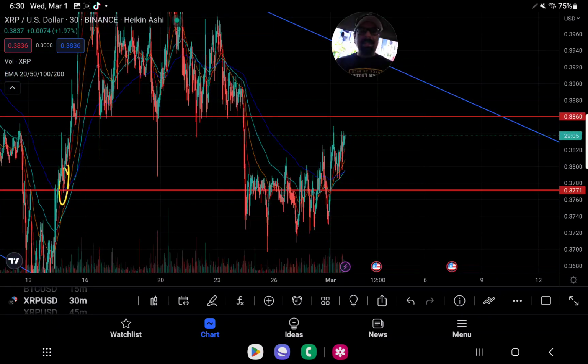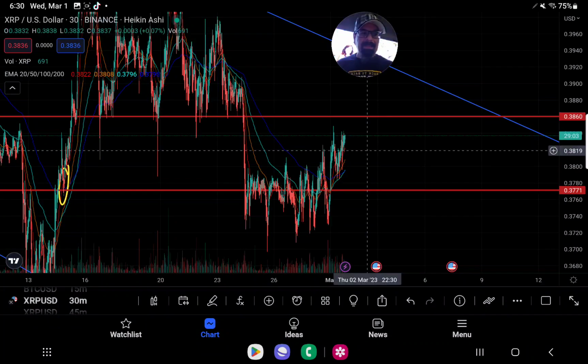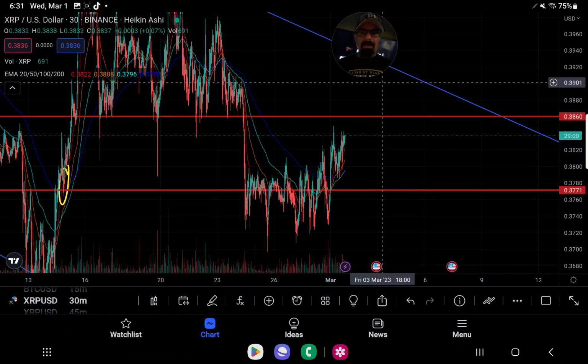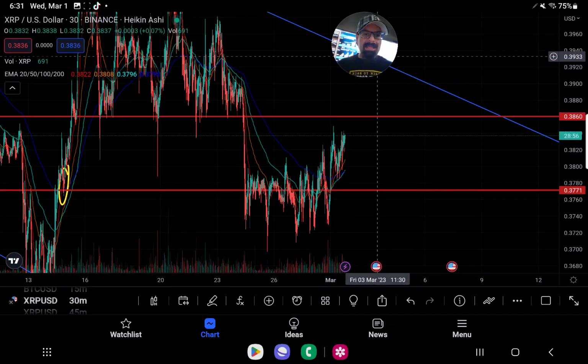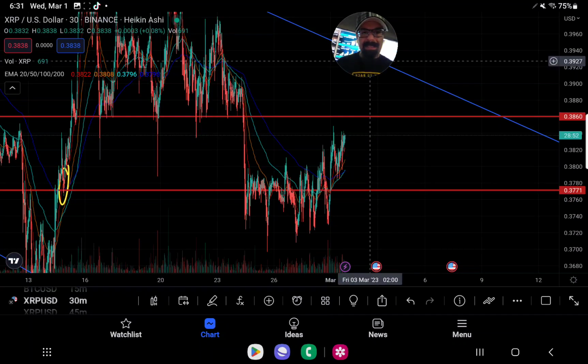So right now we have the key resistance of R1 at 3860. We have R2 at 3930 approximately. We'll say 3940. And then R3 is at 414. Right now we have S1 at 377, S2 at 369, S3 at 362. So those are your nearest support and resistance.